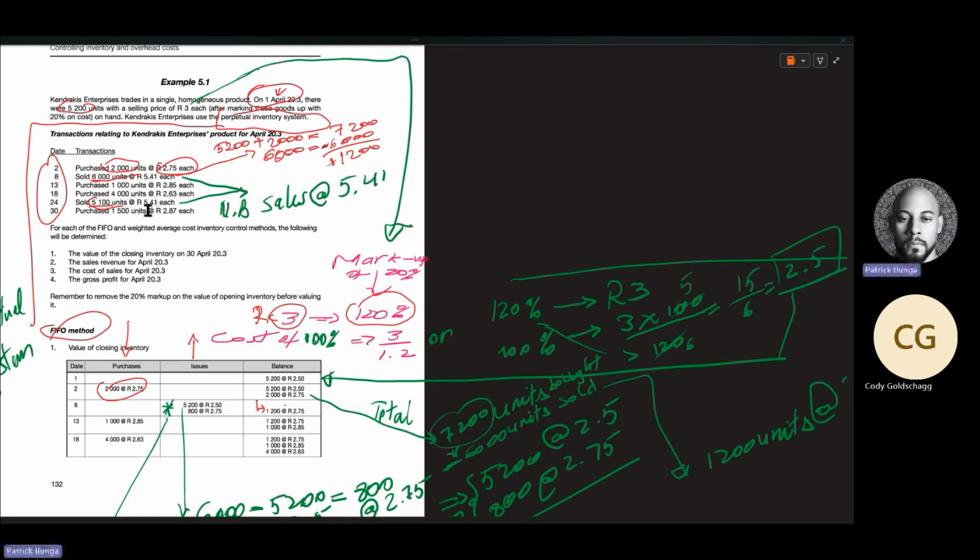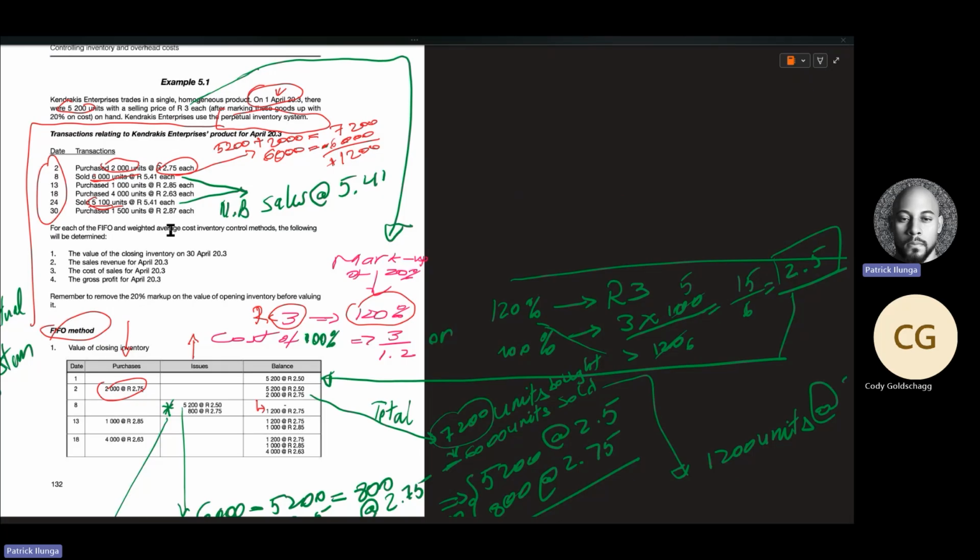So there is this 5.41 here. As you can see, there is this 5.41. But we had other purchases. On the 13th, we had a purchase of 1,000 units. On the 18th, we had another purchase of 4,000 units. You can see that these are coming at different costs, and that's where first in, first out will start to make sense. Okay, let me just finish the question itself.